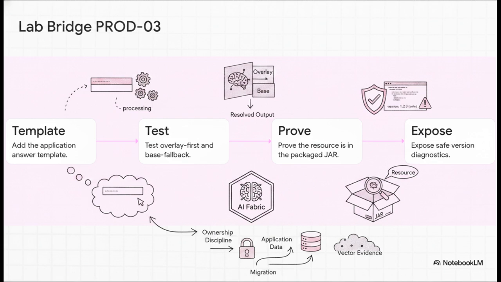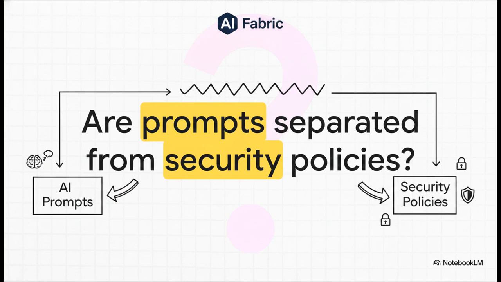As we wrap up this explainer, I want to leave you with a critical architectural question to evaluate in your own codebases right now. Are your probabilistic prompts truly, completely separated from your deterministic security policies? Getting this boundary right is literally the difference between a brittle, insecure application and a resilient, centrally updatable AI architecture.